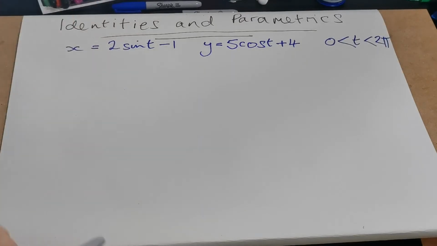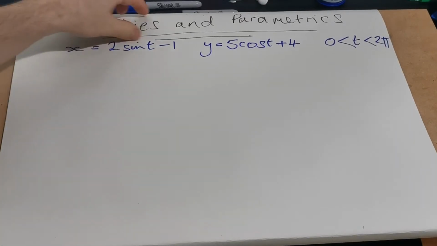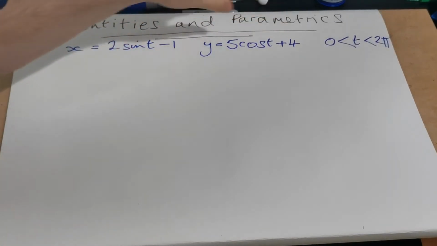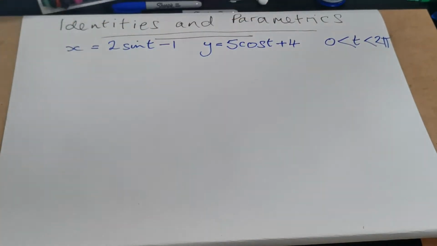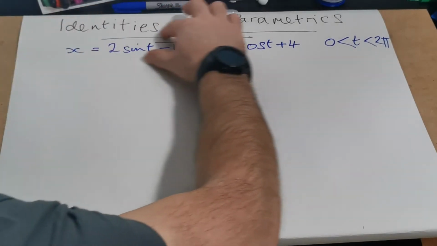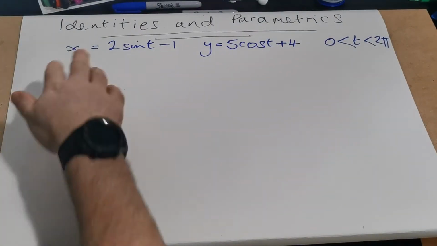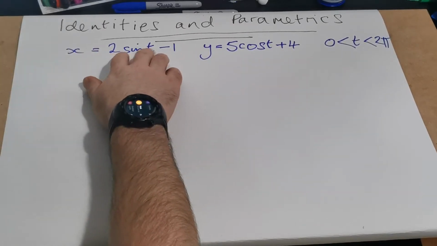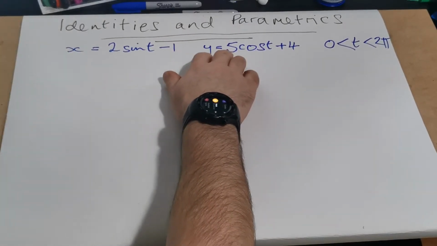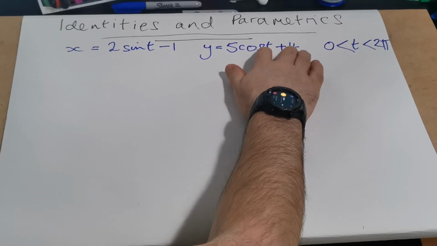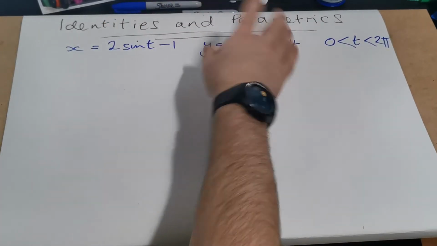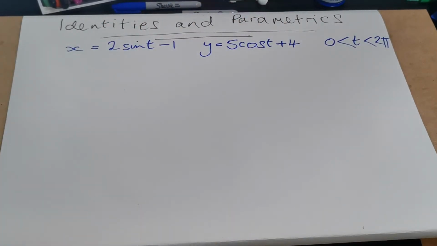Hi guys, coming back to today, the identities and parametrics. So we're looking at the parametric equations today, but thinking about identities as well. And when you're looking at this question that I've got set out for us, you can see that x is equal to 2 sine t minus 1 and y equals 5 cos t plus 4. So t is the parameter that's changing, which alters the x and y.